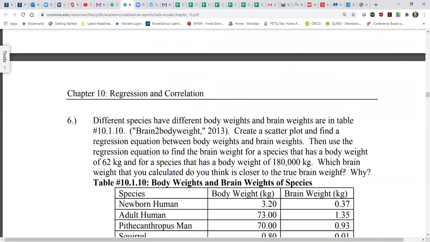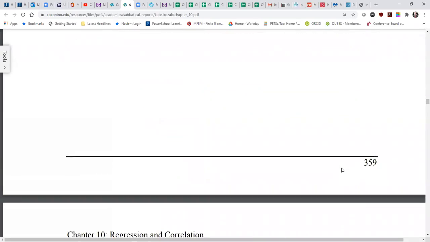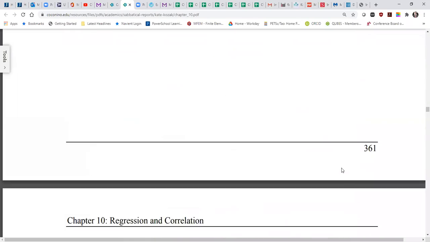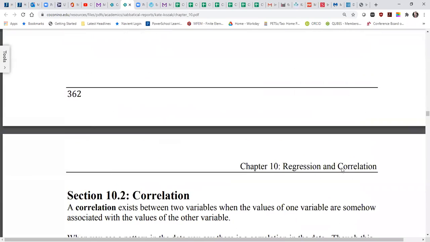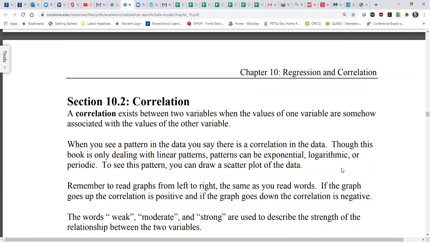And the next part of this chapter, section 2, we're talking about the correlation. Okay? So a correlation exists between two variables when the values of one variable are somehow associated with the values of the other variable. Okay. So when you see a pattern in the data, you say there is a correlation in the data. In this book, we are only talking about the linear pattern, not the exponential or something like that.